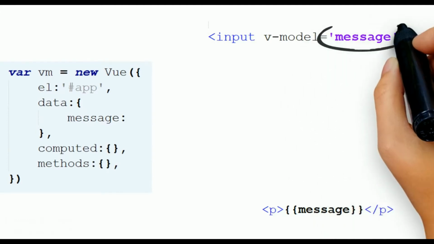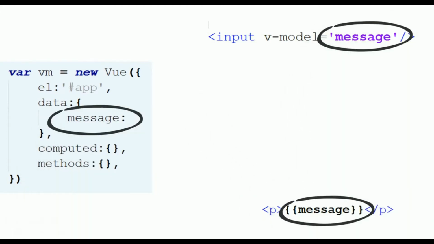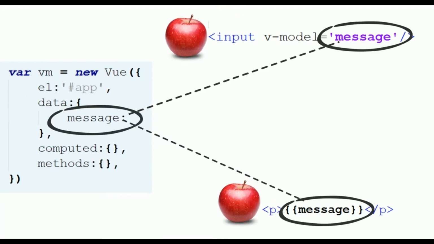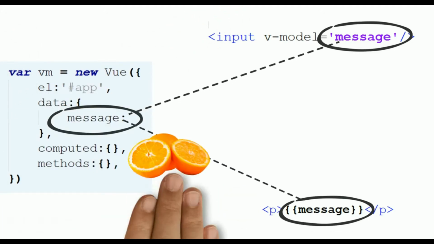If we connect an input tag and a p tag to the same property, data will travel from the input box to the p tag unchanged. We send an apple, we will get an apple in the p tag. If we send an orange, we get an orange.